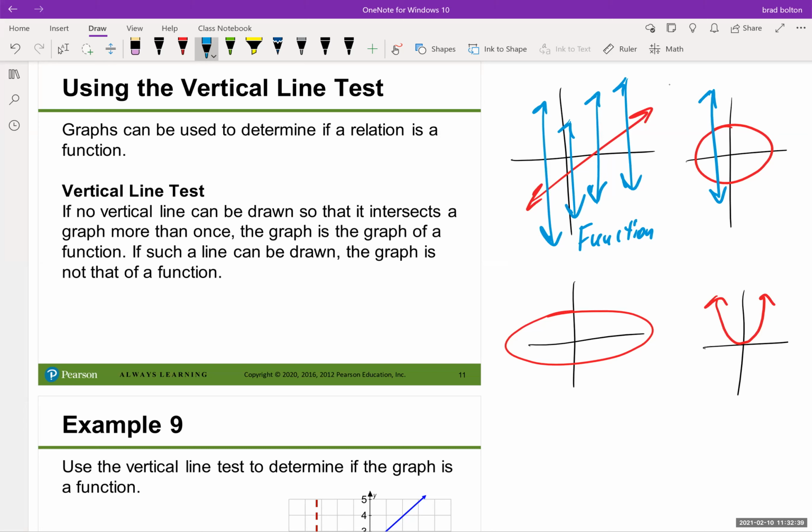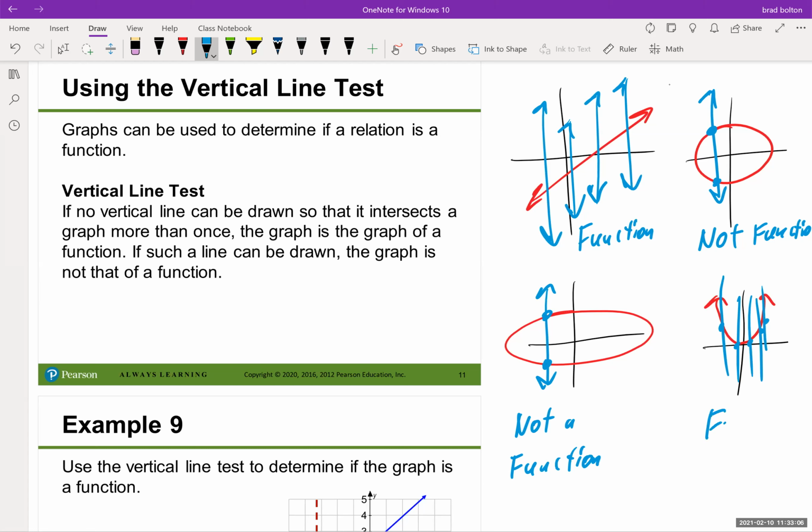So you can draw a vertical line anywhere you want, and if you can touch the graph twice, it is not a function. It fails the vertical line test. Not a function because I touched it twice, here and here. However, with this one, I draw a vertical line here, I'm okay. Here, here, here. Anywhere I draw a vertical line, I only touch the graph once. So this is in fact a function.